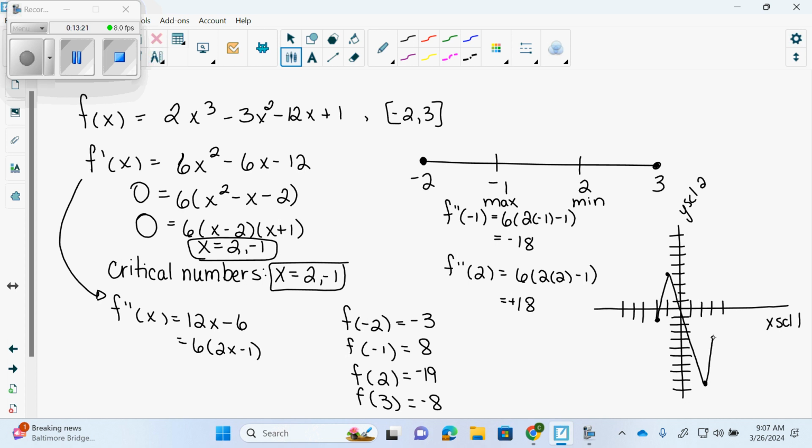Is that the most accurate graph you've ever seen? No, mine is pointy, which is stupid too. Doesn't really matter because I'm not submitting this as a graph.